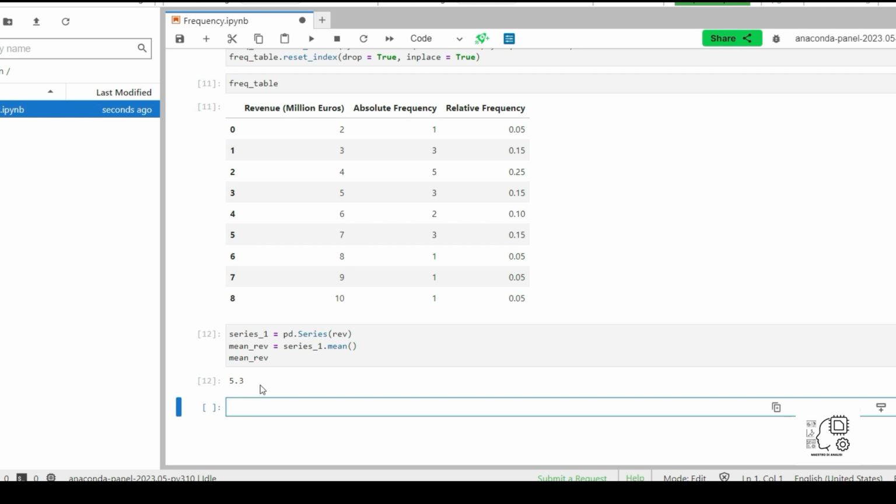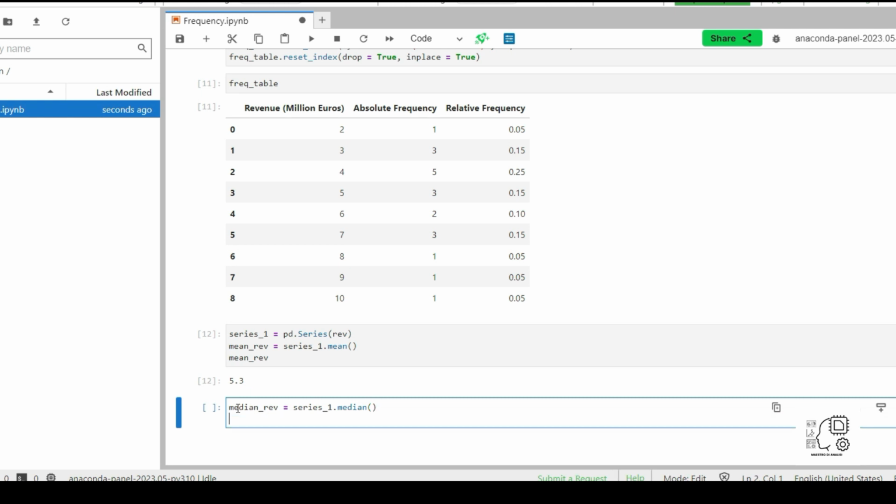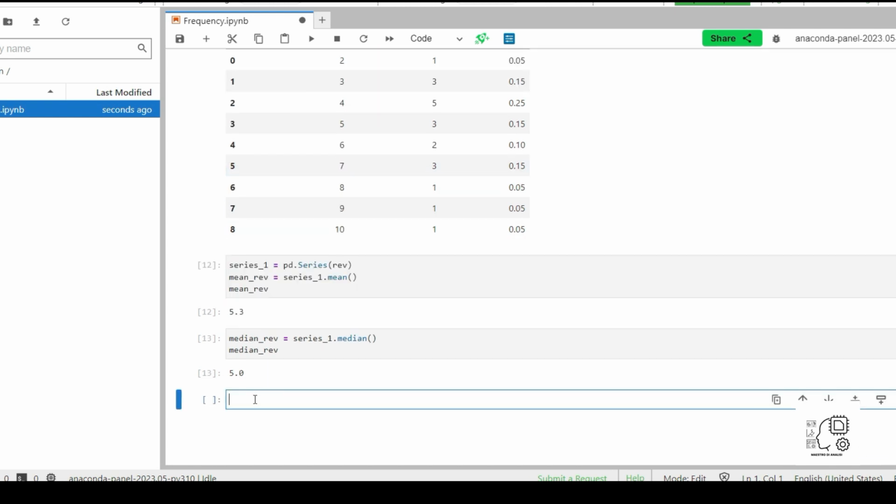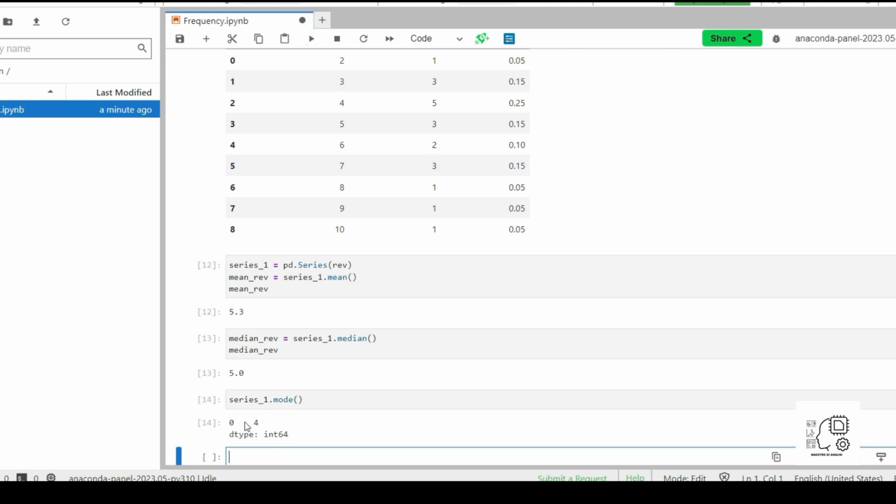It's 5.3. So also we can determine our median. So let's check a median. So it's our median, the 5. And let's check the mode. It is 4. You can see that the frequency of 4 is the highest here. 4 is the mode.